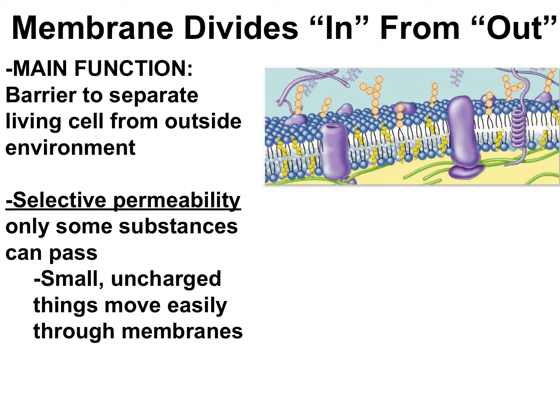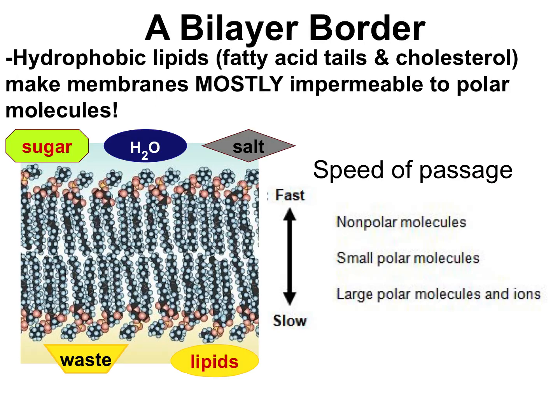So let's talk about that barrier function a little bit more. That's the main function of the membrane, to keep the inside of a cell separated from the outside environment. But here's the deal. A cell still needs to move substances in and out. And so a cell must be selectively permeable. Selective permeability means that only some substances can pass through the membrane. The biochemical properties of the cell membrane give the cell some control of what passes through.